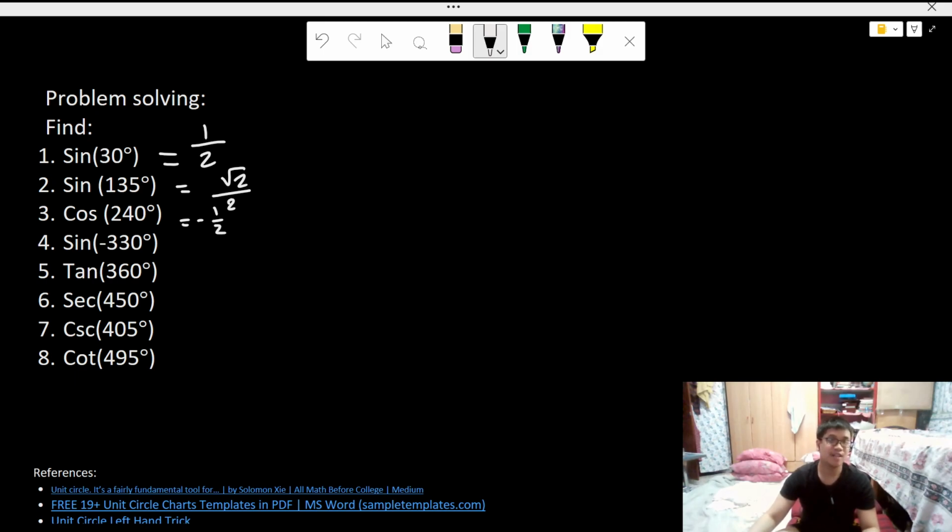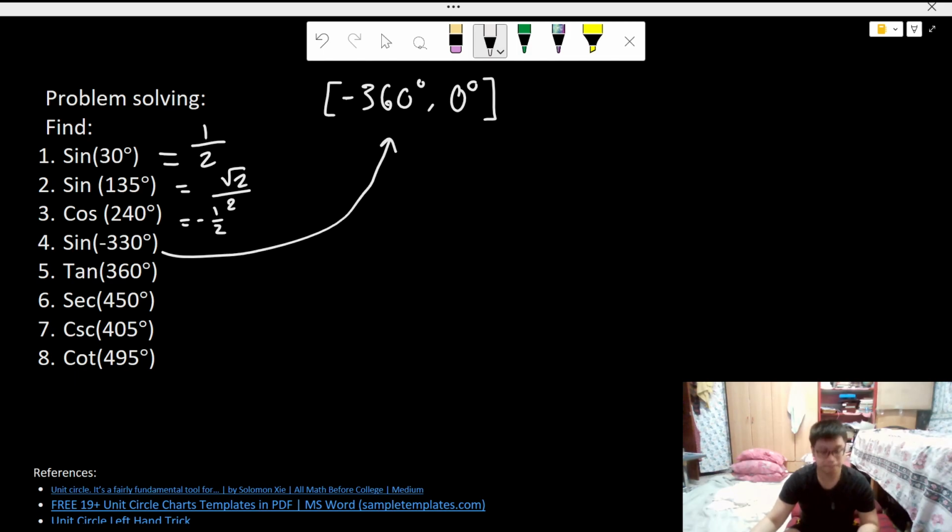What if I get the reference angle of negative 330 degrees? Is it possible? Yes, it's still possible. I actually discussed how to get the reference angle if you have an angle that is negative, and the range is within negative 360 degrees up to 0 degrees. So it's actually within the range. Where is negative 330 degrees located? It's actually on the first quadrant.